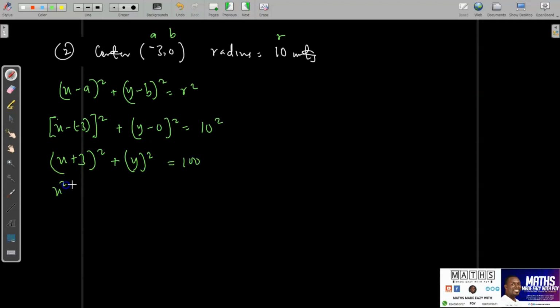Expansion gives us x squared plus 6x plus 9 plus y squared equal to 100. Equating it to 0, we have x squared plus y squared plus 6x, then 9 minus 100, which leaves us with negative 91, equal to 0. Are we okay? Yes. Okay, then let us use the formula. So using the formula, which is x squared, let me use a different color for that.